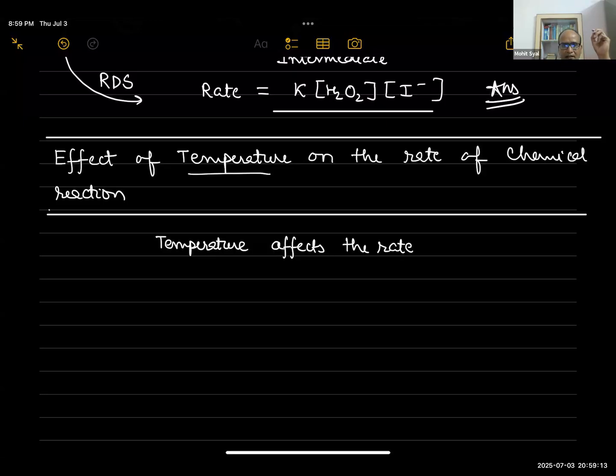The higher the temperature, the higher will be the rate of the reaction. We have seen it at many places. So temperature affects the rate of a chemical reaction.